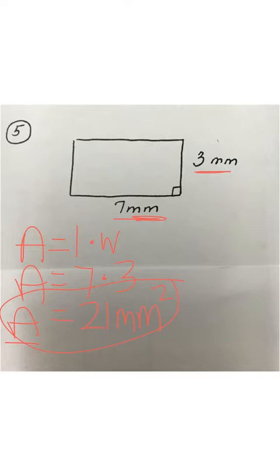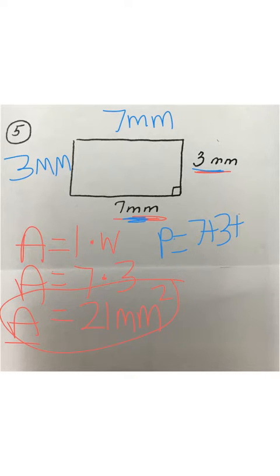For perimeter, whatever's on the bottom, the 7 millimeters, will be on the top, and whatever's on the right, the 3 millimeters, will be on the left. And for perimeter, you just add them all together. So you have 7 plus 3 plus 7 plus 3. And you will find that your perimeter is 20 with a unit of millimeters.